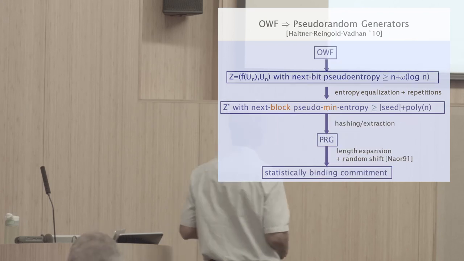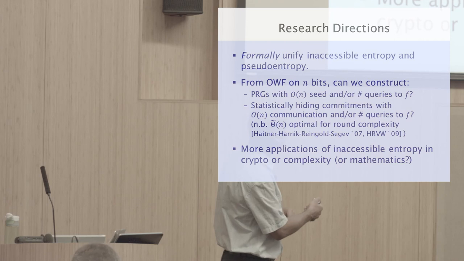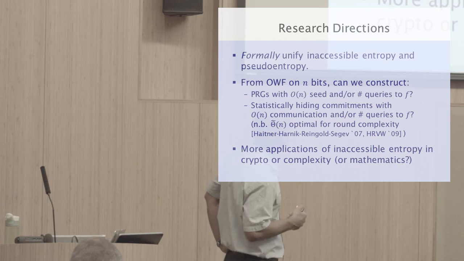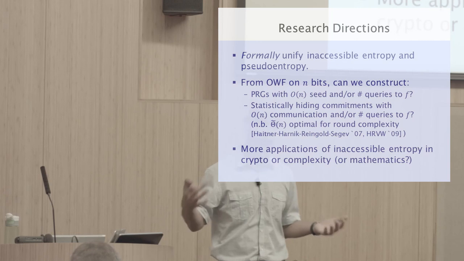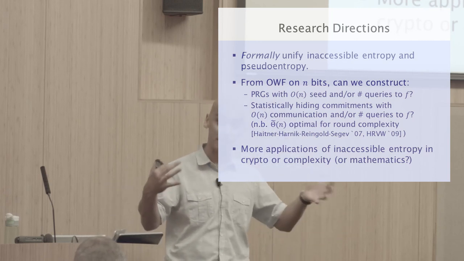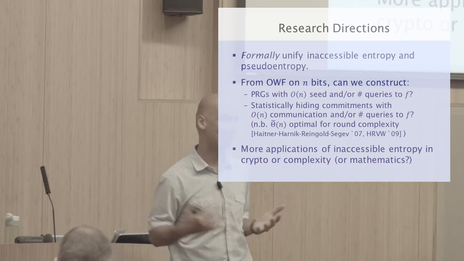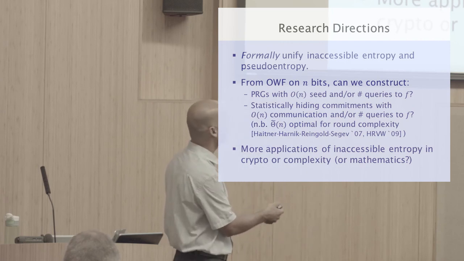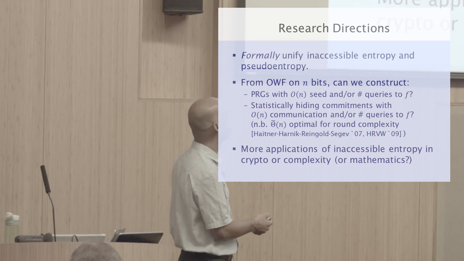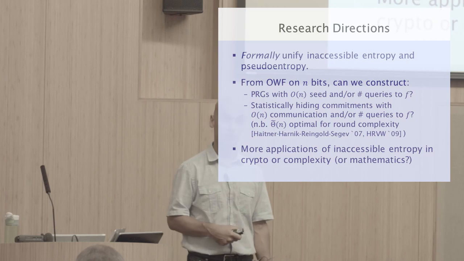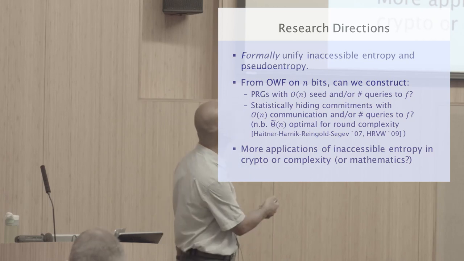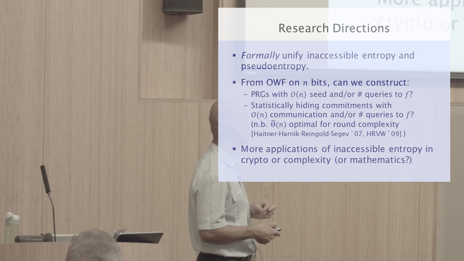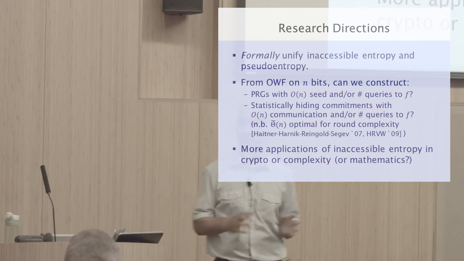Okay? So in terms of questions, related to what Chris asked, it feels like there is a strong parallel, a duality between inaccessible entropy and pseudoentropy. I would love to be able to make that more formal, but I don't know how to, other than just saying, well, we translate ideas from one to the other. And there are analogous open problems to the ones that we discussed about pseudorandom generator constructions, for constructing, for example, statistically hiding decommitments from one-way functions. So instead of seed length, communication complexity, what might be the analogous quantity to look at for statistically hiding decommitments? And I think that's a good time to stop.